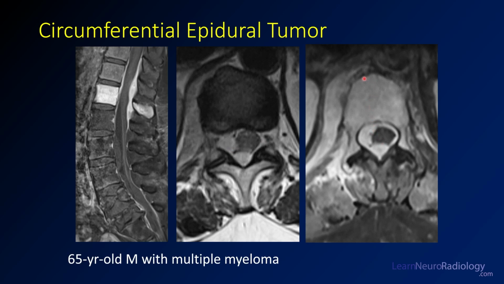And on post-contrast, you see enhancement of the bone, a soft tissue component extending beyond the bone, both outside of the spinal canal and inside of the spinal canal. And it's going circumferentially around the spinal canal. So this is the appearance of circumferential tumor in the epidural space.